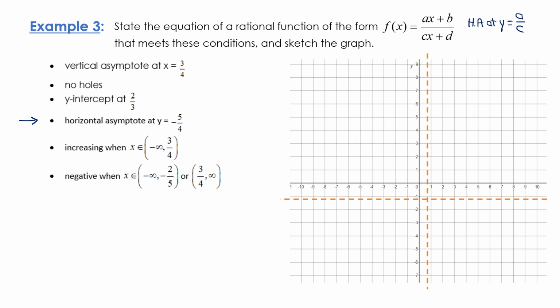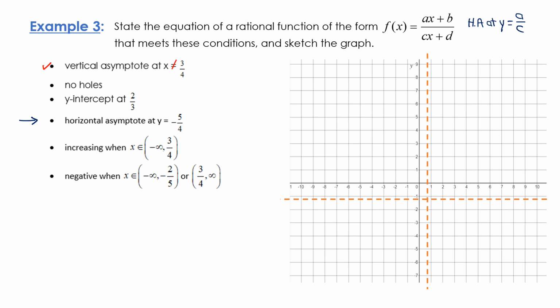Let's start with our vertical asymptote. I'm going to use a bunch of different colors here to try to keep things straight for you. So let's start with the vertical asymptote, the first piece. We already drew it, but what does a vertical asymptote tell us about the equation? Does it tell us about the numerator or the denominator? It tells us about the denominator. It's telling us that x cannot equal 3 over 4. That's what the vertical asymptote is saying.